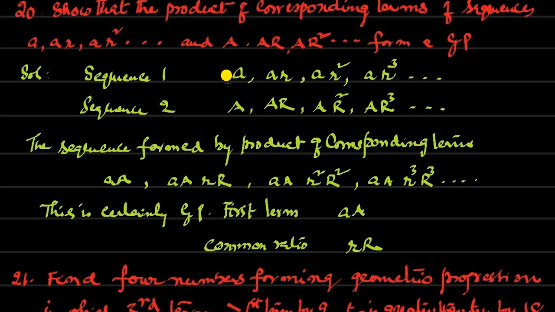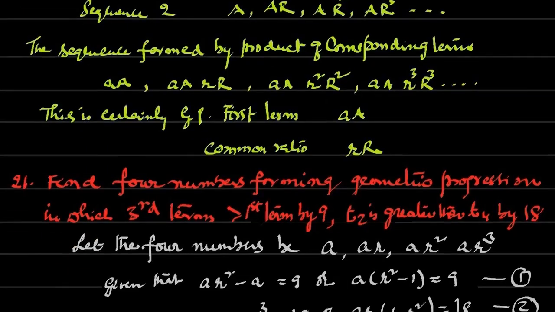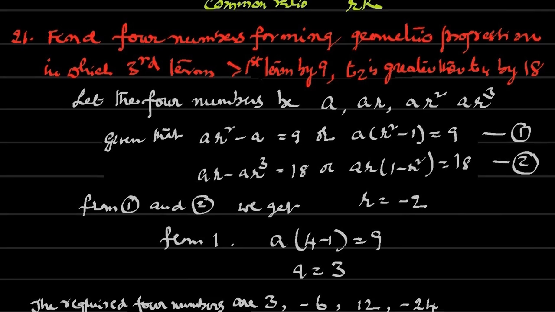So the product: a times A is the first term. Second term is a r times A R. Third term, a r square times capital A, capital R square. So this forms a sequence, and this is also in GP. This is certainly in GP. First term is a times A, common ratio is r times R. This is the 21st one.